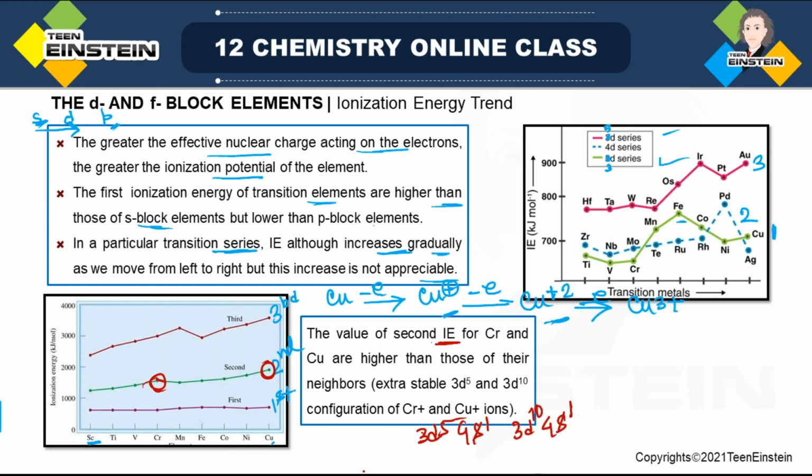Now second ionization energy means what? For the first ionization energy, you have already removed this electron. For the second ionization energy, you are removing an electron by breaking the stable half filled configuration. Similarly for copper, when you are removing the second electron, you are breaking the stable fully filled configuration. So that is why the process will be difficult. Extra stable configuration, half fill, full fill. So that is the reason you are getting a higher value. Okay.